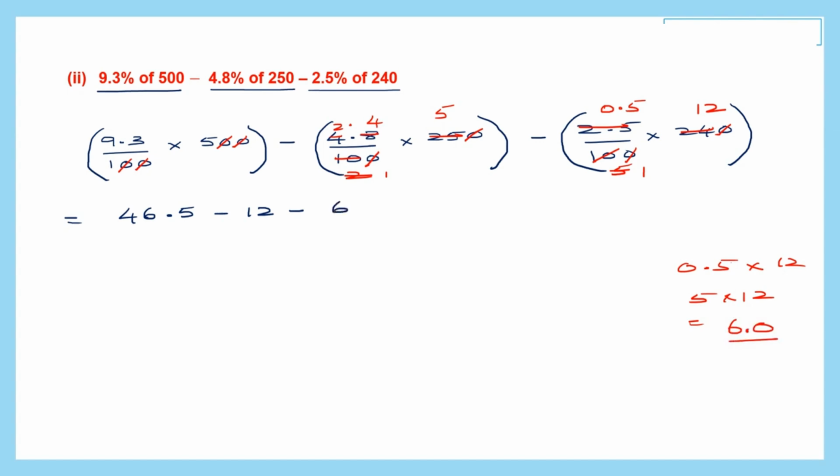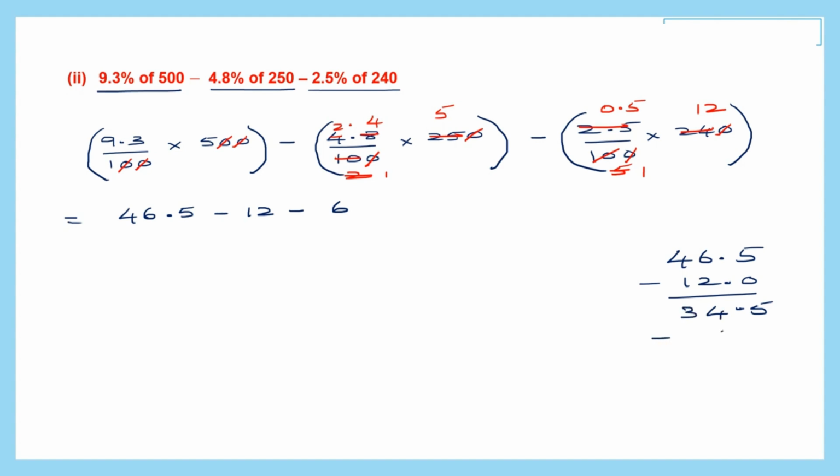So now I need to subtract these three. So that is 46.5 minus 12. What do I get? 0.5. So here I have 5. 6 minus 2 is 4. 4 minus 1 is 3, 34.5.